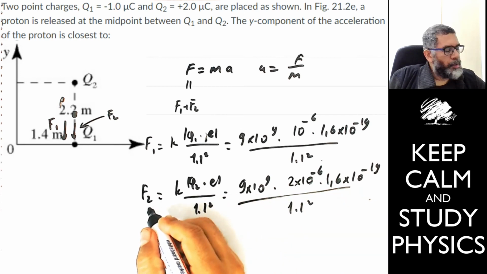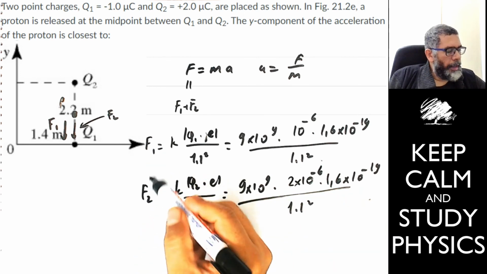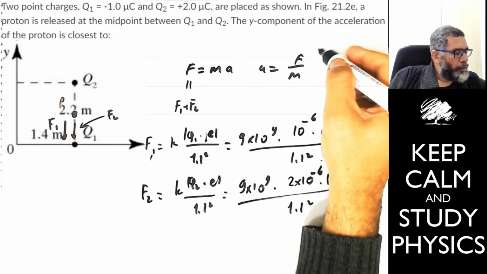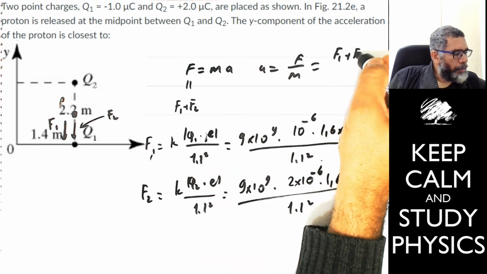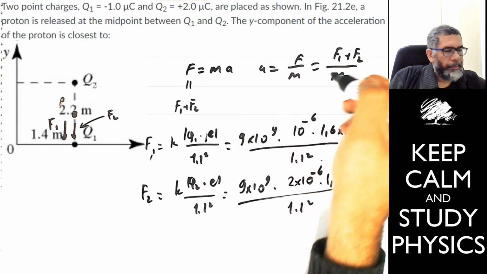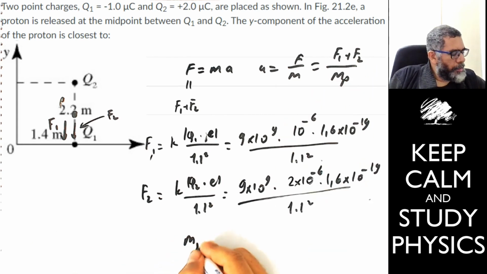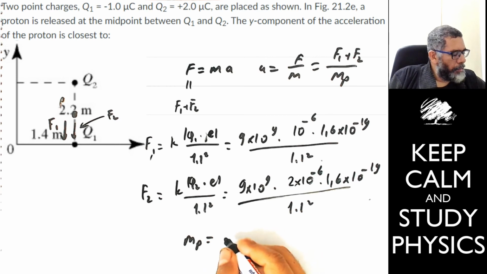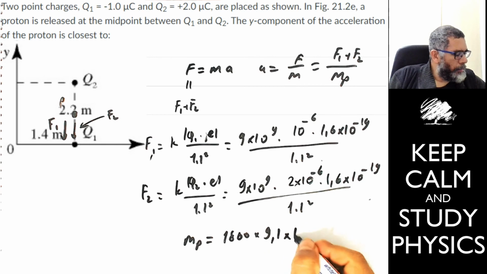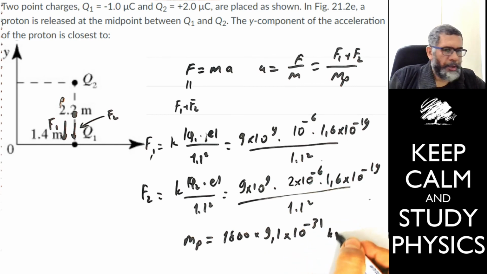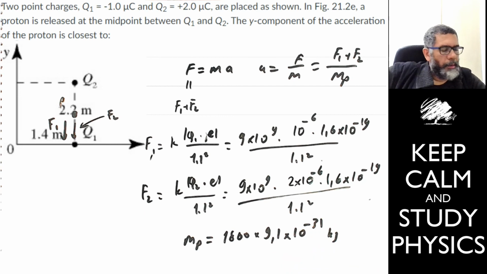This is F2. So you calculate all these and add them to find the acceleration, F1 plus F2 divided by mass of the proton. Mass of the proton, as I said, I think is 1800 multiplied by the mass of the electron, 9.1 times 10 to minus 31 kilograms. Just check it, okay? Mass of the proton. So put all these numbers over here to calculate the acceleration. That's it. This is the answer to the question.